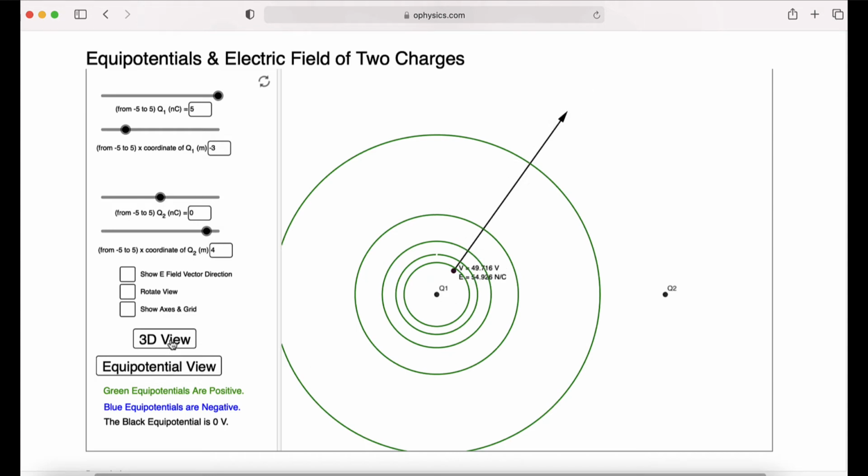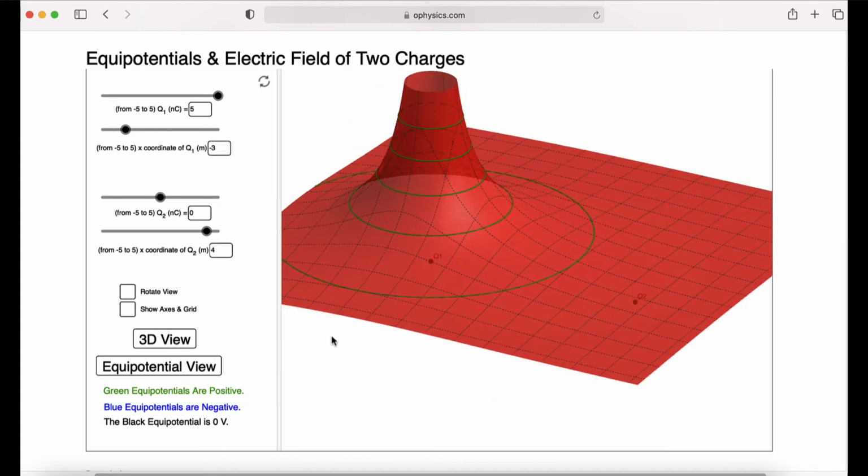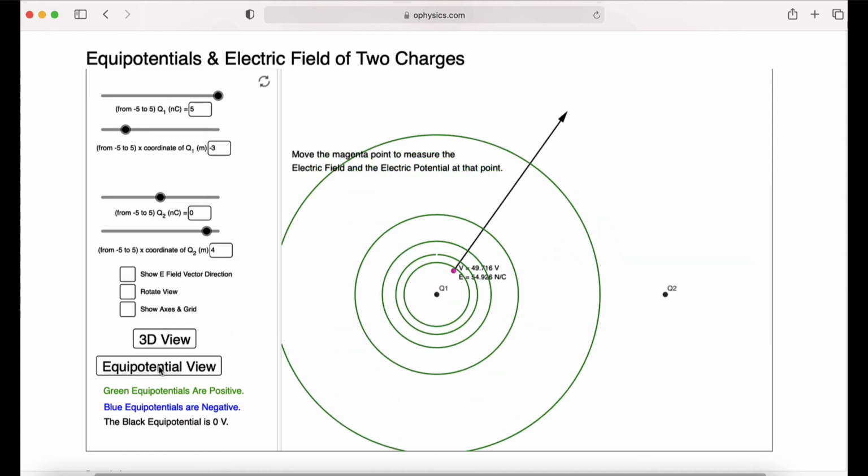Now, if I change to this three-dimensional view, you can see that, again, as we've said in earlier lessons, height is a good analogy for potential. As we get closer and closer to the central positive charge, we move to higher and higher potentials, and that's shown here by higher and higher heights. If I go back to here, you can see what that's doing. So this is like a topographical map.